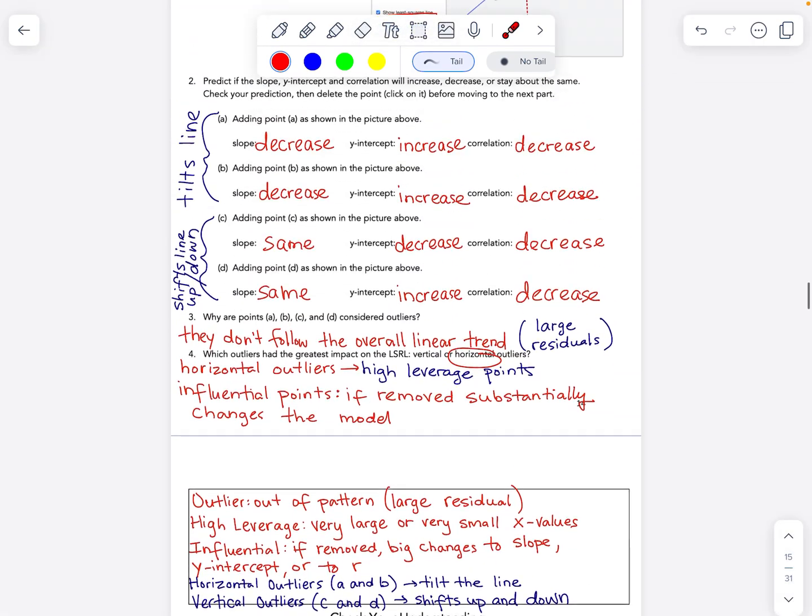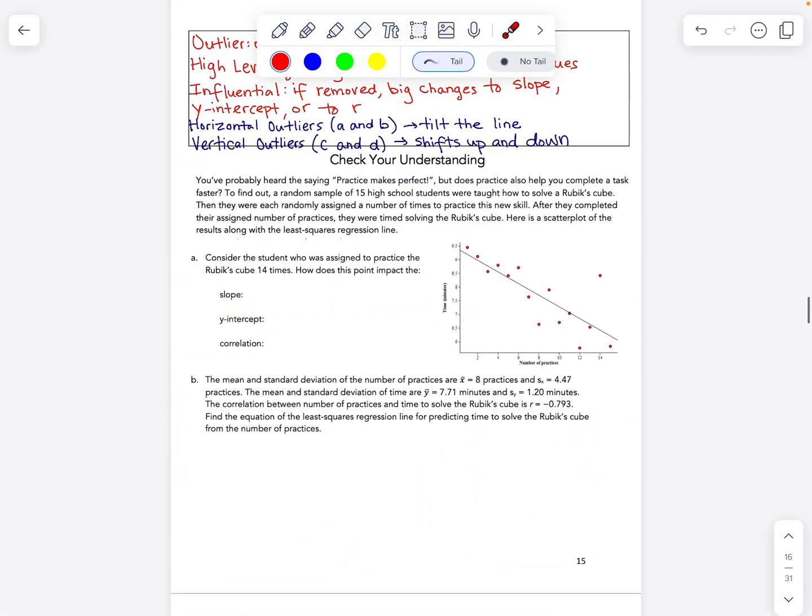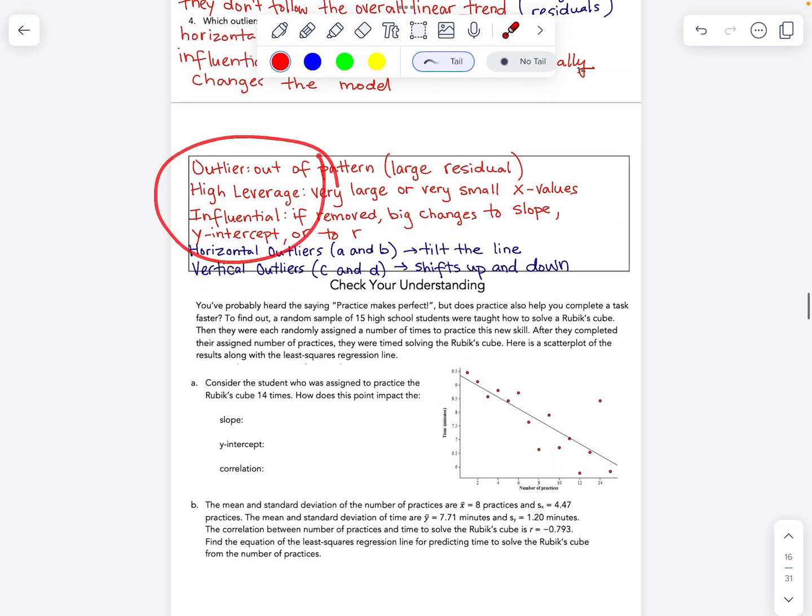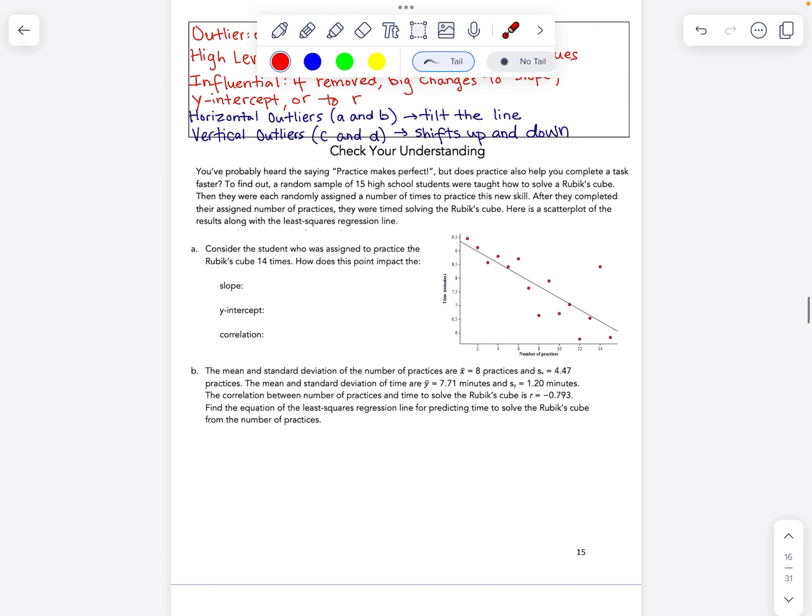Okay, so hopefully we have an understanding of these ideas. I want you to take a minute and try A and B, and we'll come back.